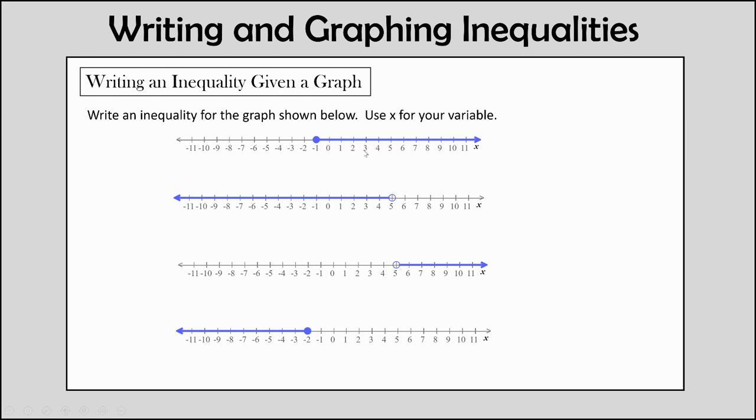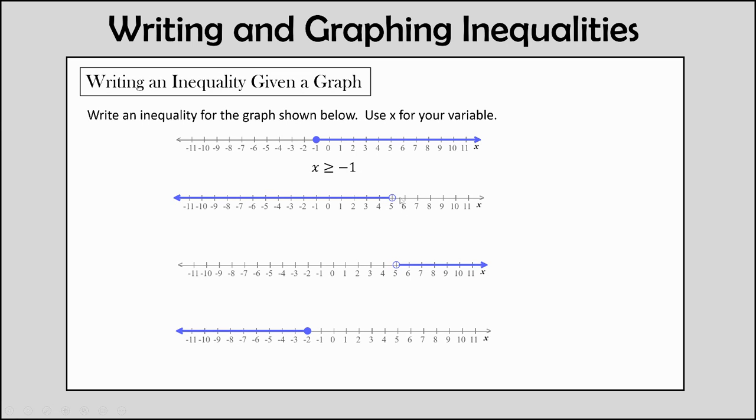Here's another look at it, just a different way. Now they're giving us a graph and saying you write the inequality. So what's going on here? Well, I got a closed circle on -1. That means it's an equal to symbol, and they're shading everything to the right, so that's bigger. So they're telling us to use x for a variable. So this would be x is greater than or equal to -1. All numbers bigger than -1, including -1. X is greater than or equal to -1.